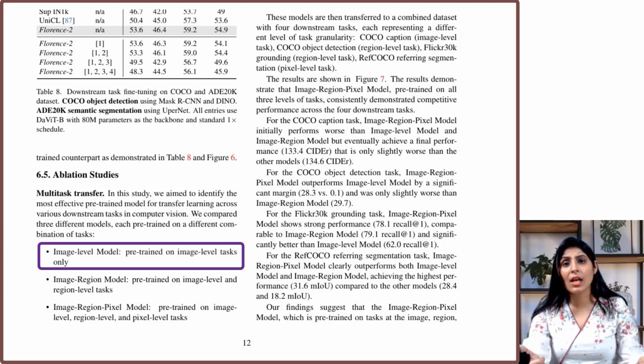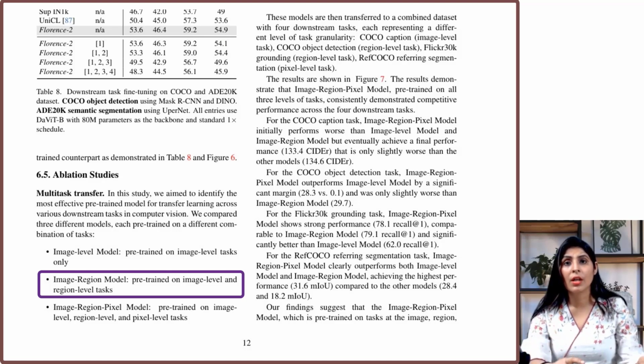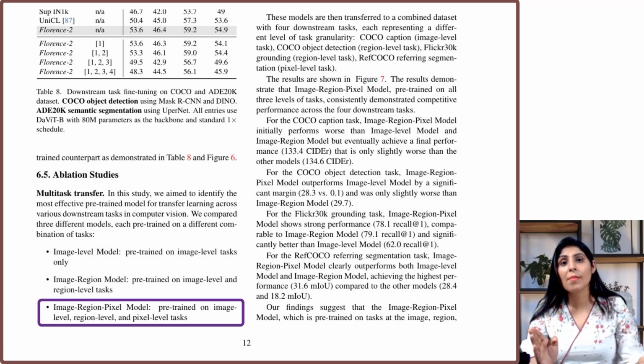And then the second type of model is the image region model. This model was pre-trained on both image level tasks and tasks that involve understanding specific regions within the image. And then the third type is the image region pixel model. This model was pre-trained on tasks at 3 levels: image level, region level, meaning understanding parts of the images, and pixel level, meaning identifying details within parts of the images.